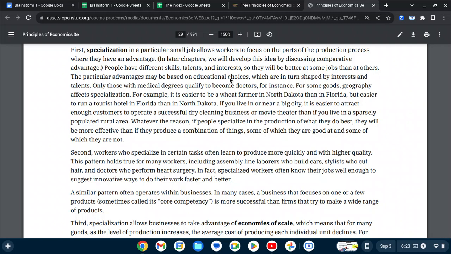For some goods, geography affects specialization. For example, it is easier to be a wheat farmer in North Dakota than in Florida, but easier to run a tourist hotel in Florida than in North Dakota. If you live in or near a big city, it is easier to attract enough customers to operate a successful dry cleaning business or movie theater than if you live in a sparsely populated rural area. Whatever the reason, if people specialize in the production of what they do best, they will be more effective than if they produce a combination of things, some of which they are good at and some of which they are not.